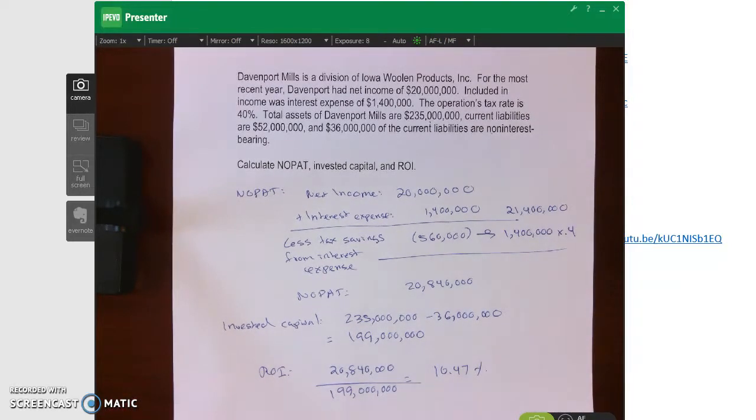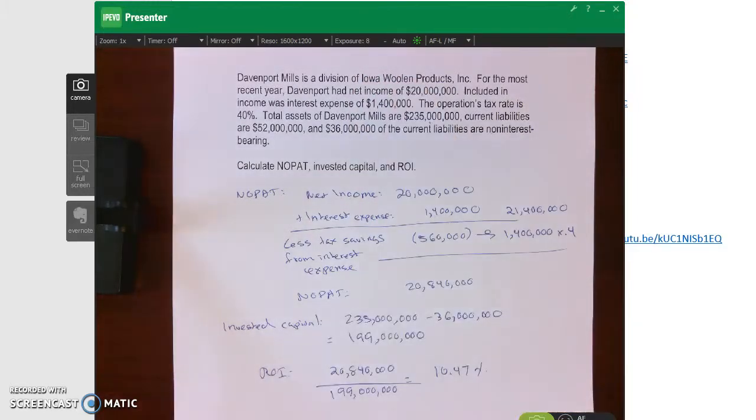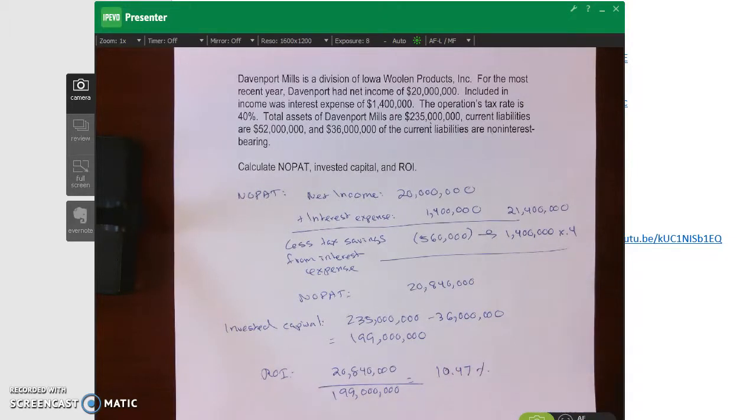And then I could use that to compare against other divisions of Iowa Woolen Products to see how they're doing. I could compare that against the cost of capital to see if this division's ROI of 10.47% is higher than our cost of capital, and if so, that's a good thing. If not, that's a problem, right? So without further information, I can't really say whether 10.47 is a good return on investment or a subpar return on investment, okay?